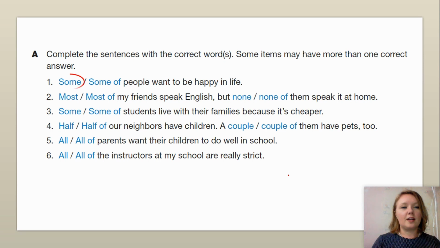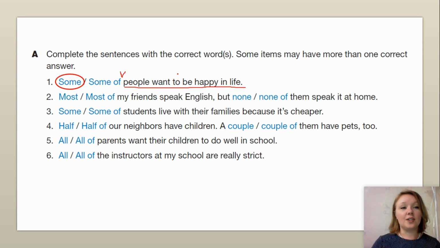Here, I would be talking about just general. So I could say some people want to be happy in life. One way we know this is the answer is there is no determiner there. There's no the or my or that, right? So that's a key that shows us it's a general statement. Some people want to be happy in life. But I would say most people or all people want to be happy, right?